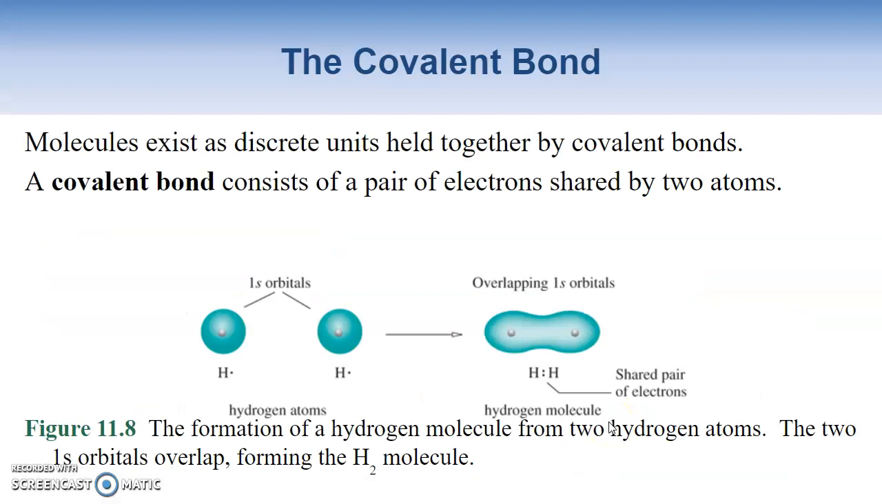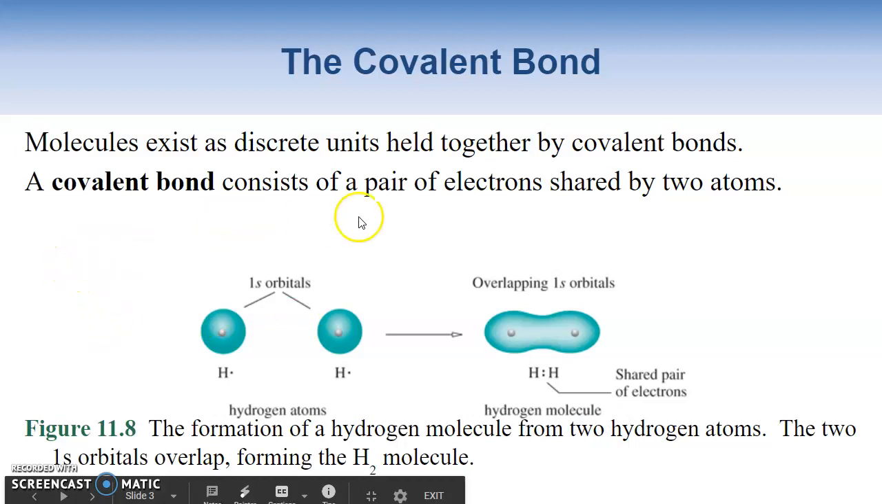So, our molecules exist as discrete units held together by covalent bonds. So molecules are held together by covalent bonds. If it has an ionic bond, it is not called a molecule. Okay, so keep that in mind as you're using different words.